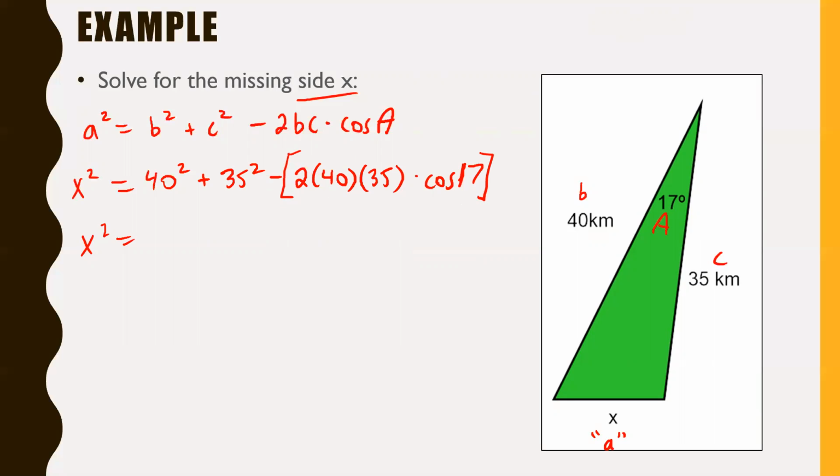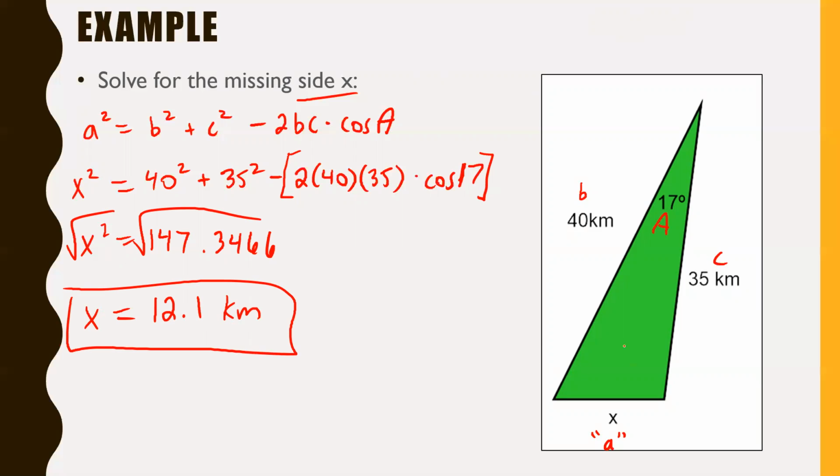And that gives me 147.53466. That's equal to x squared. Now we just need to square root both sides to get rid of that squared. So x is therefore going to equal the square root of that, and that's going to be, to the nearest tenth, 12.1, and I guess the units on that are kilometers.